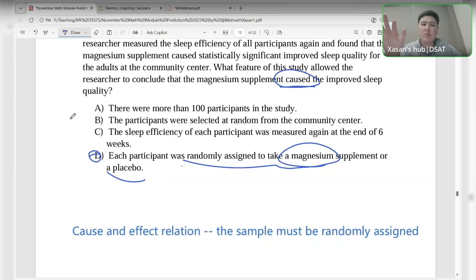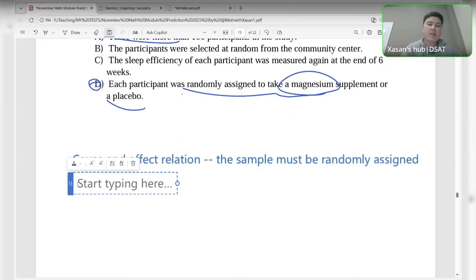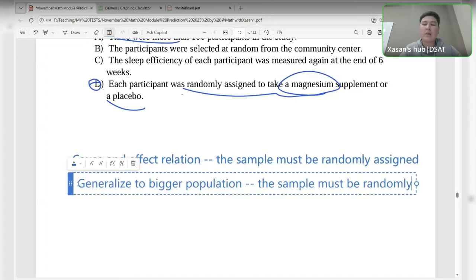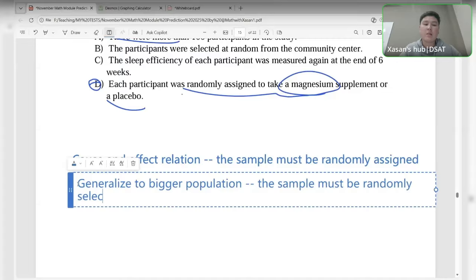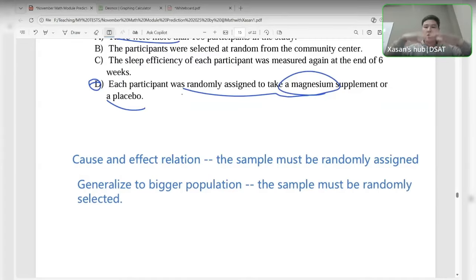There were more than 100 participants. No, were selected at random. Guys, just one more thing. If you want to generalize the result to the bigger population, the sample must be randomly selected. If your sample, guys, is randomly selected, then you can generalize your result to the bigger population.